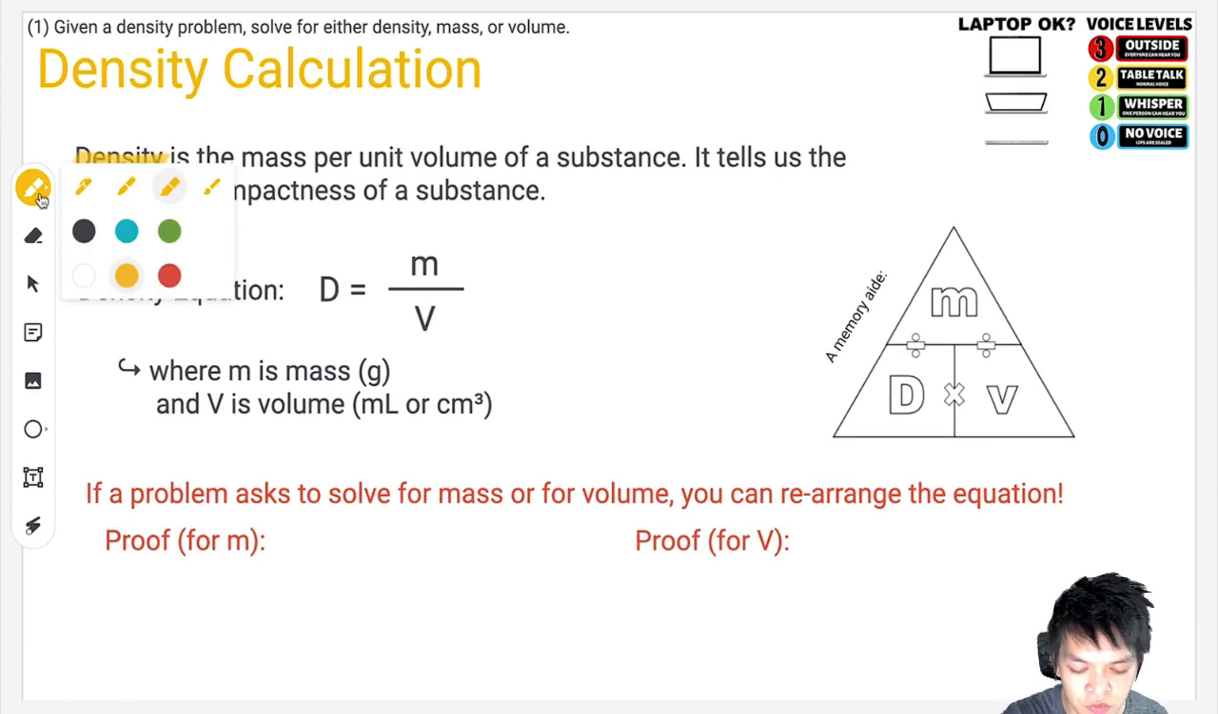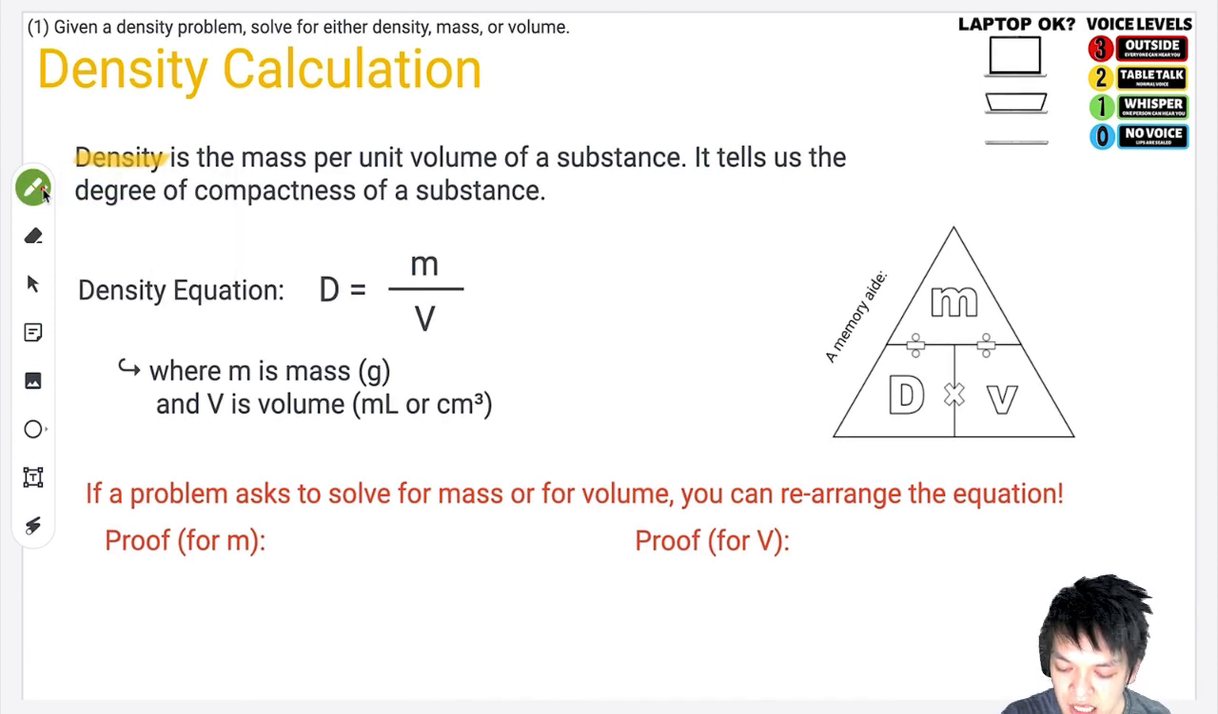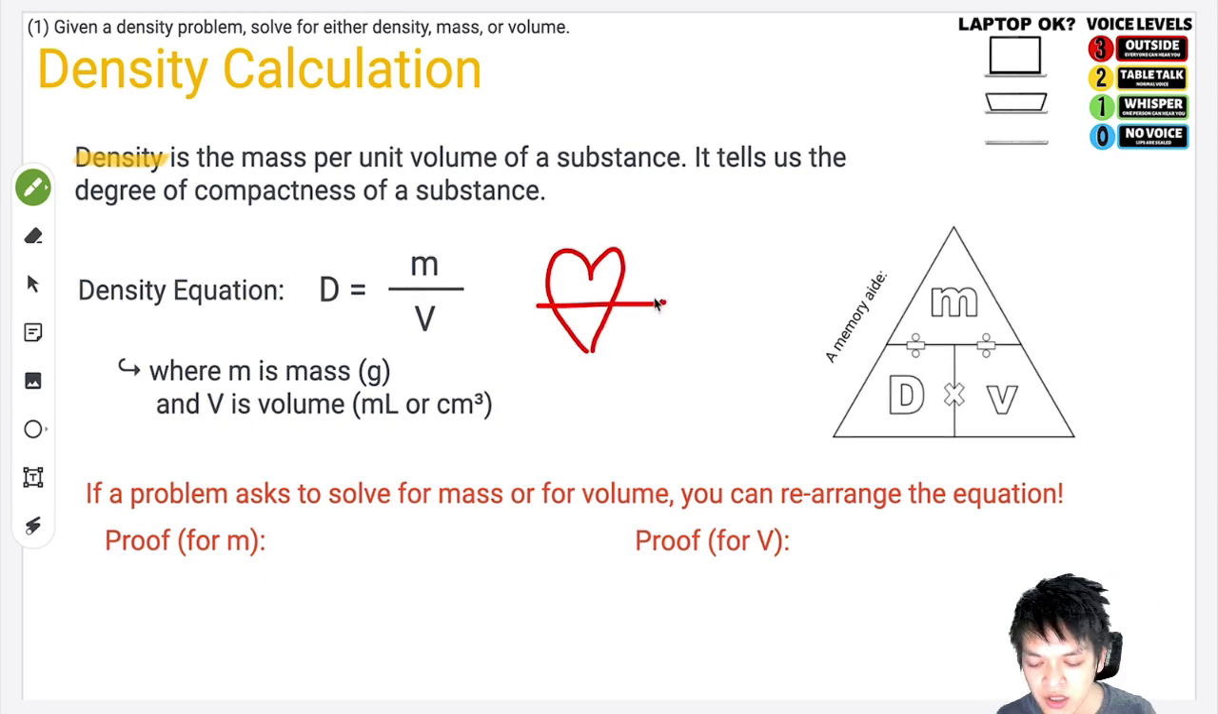I believe we did go over a way that you might be able to remember it, like this heart right here. Cross it right there. See how there's mass on top and volume on the bottom? Well, that's density.